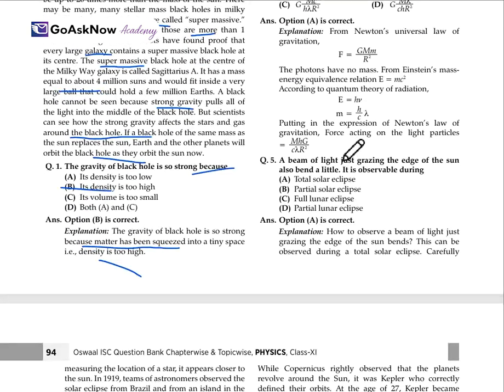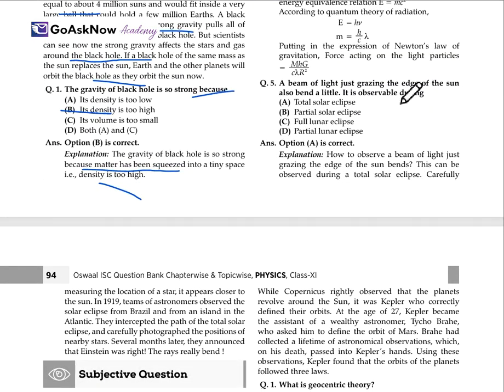A beam of light just grazing the edge of the sun also bends a little. It is observable during a total solar eclipse. How do we observe that a beam of light just grazing the edge of the sun bends? This can be observed carefully during a total solar eclipse.